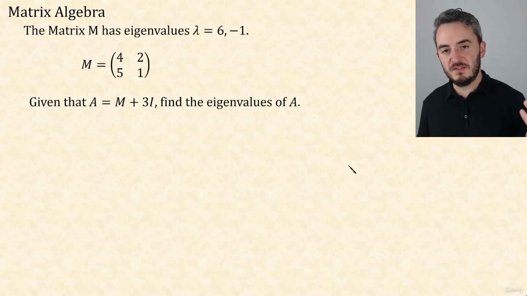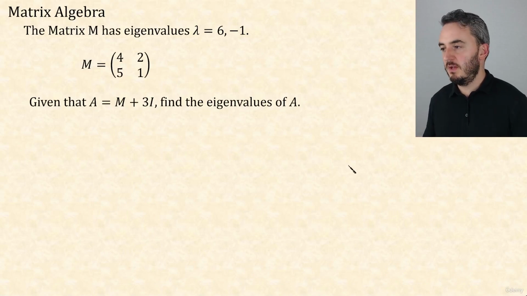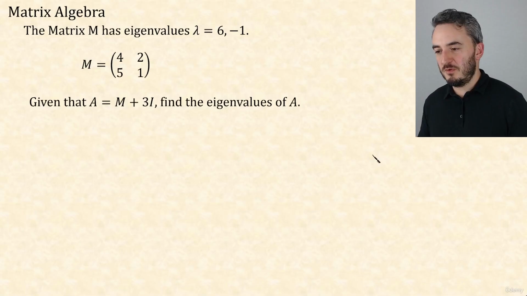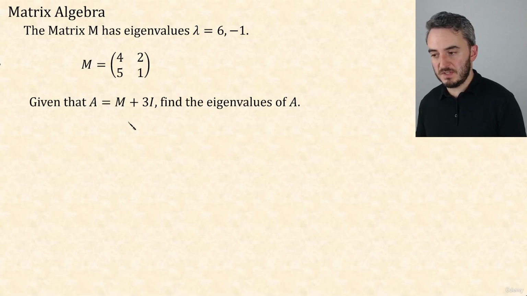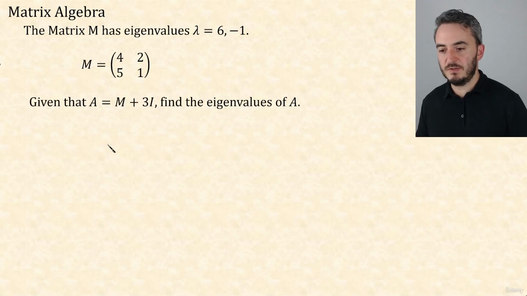In this video, we're going to learn some matrix algebra. I'll explain what that is through this example. So the matrix M has eigenvalues lambda equals 6 and minus 1, and here's M. Okay, given that A, some new matrix A, is M plus 3 times the identity, find the eigenvalues of A.